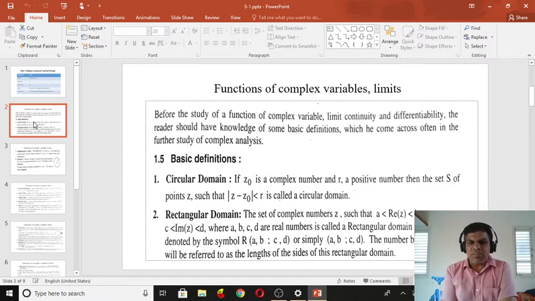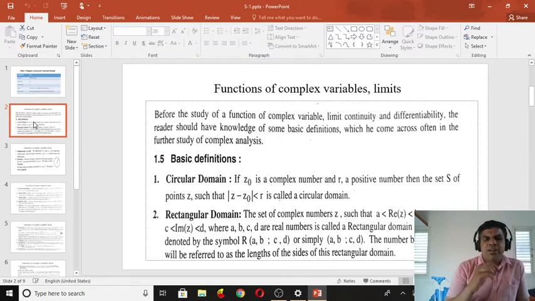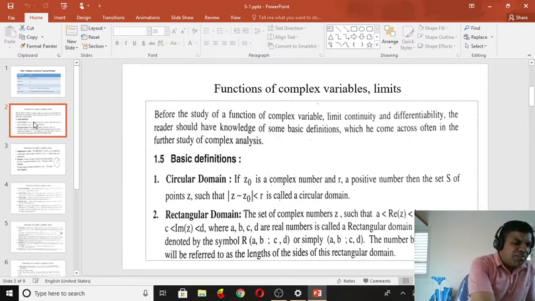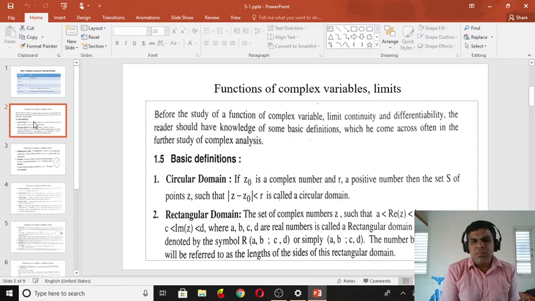Now the second definition, the rectangular domain. The set of complex numbers z such that a is less than the real part of z, which is less than b, and c is less than the imaginary part of z, which is less than d, where a, b, c, d are real numbers, is a rectangular domain and is denoted by the symbol R(a, b; c, d). The differences b minus a and d minus c refer to the lengths of the sides of the rectangular domain.